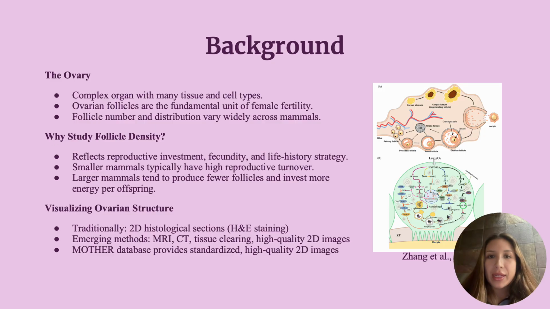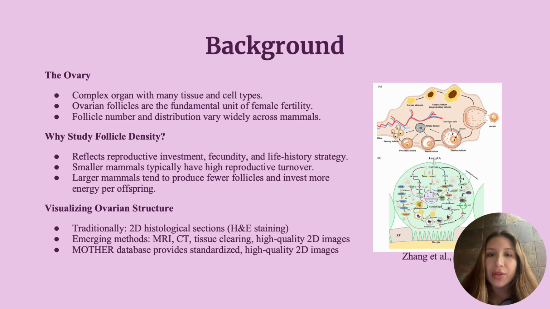The ovary is a complex organ made up of many tissue and cell types. Within it, ovarian follicles serve as the fundamental unit of female fertility, each follicle containing an oocyte surrounded by supporting cells that regulate its growth and development. What makes follicle density interesting is that it reflects a species' reproductive investment and life history strategy.